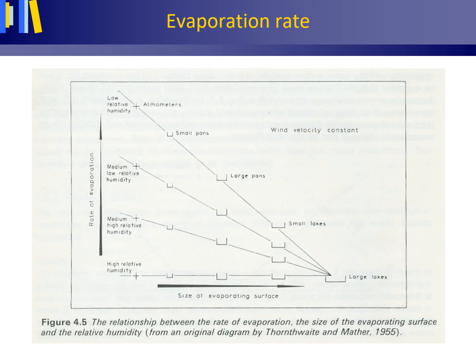This picture shows us the rate of evaporation in millimeter per day on the vertical axis for a high relative humidity of the air above the water as opposed to a low relative humidity of the air above the water, as a function of the size of the evaporating surface: pans and lakes, open water evaporation.